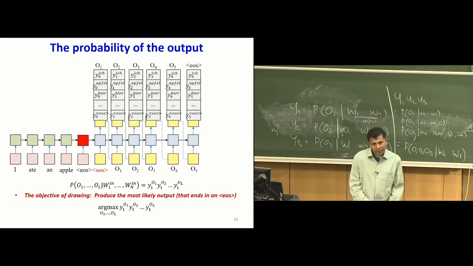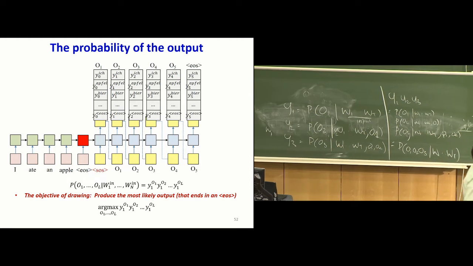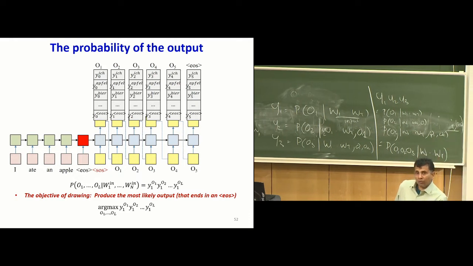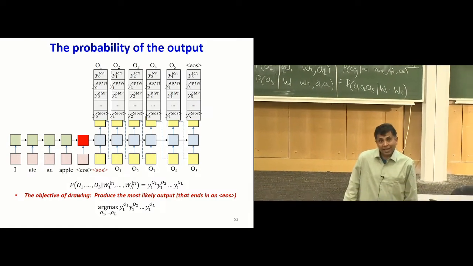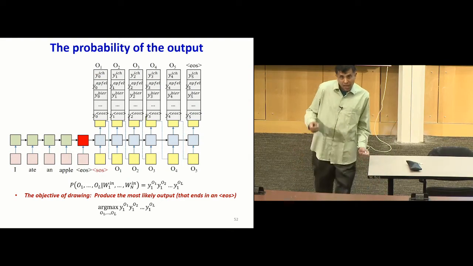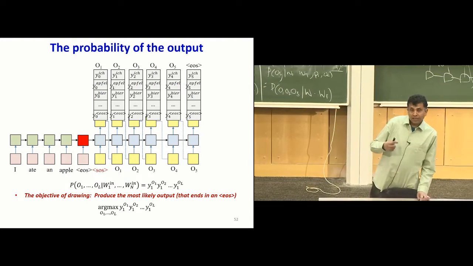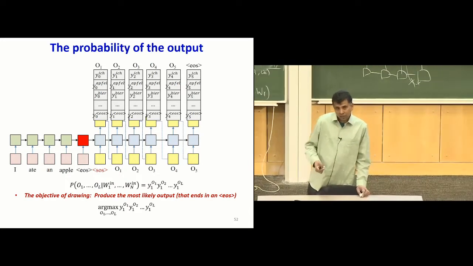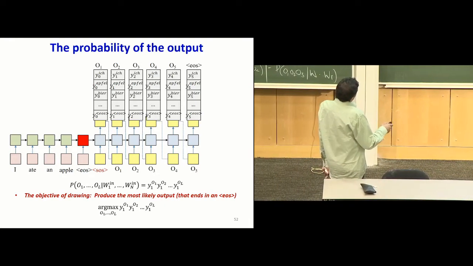So clearly, the product of these probabilities is going to be the probability of the output sequence given the entire input sequence. And when we are performing machine translation, what we really want to do is to output the most likely sequence given the input. You're given some English sentence, and you want to find which French sentence is the most likely translation of this English sentence. So you want to produce the word sequence for which this probability is highest.